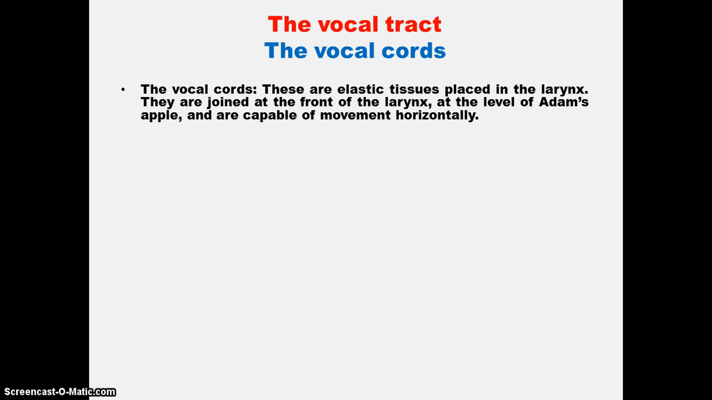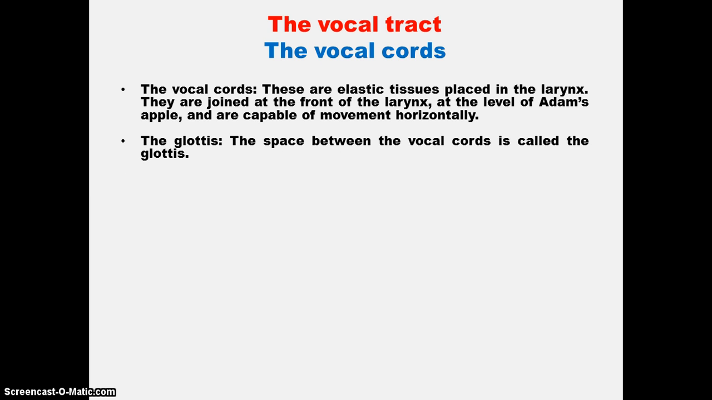The vocal cords, these are elastic tissues placed in the larynx. They are joined at the front of the larynx at the level of the Adam's apple and are capable of movement horizontally. The glottis is the space between the vocal cords.